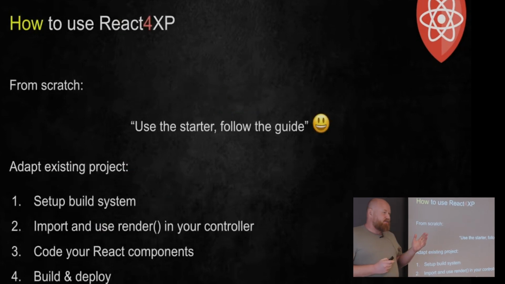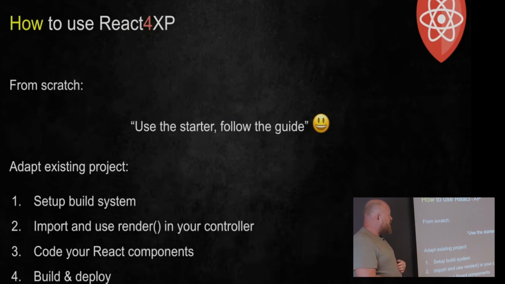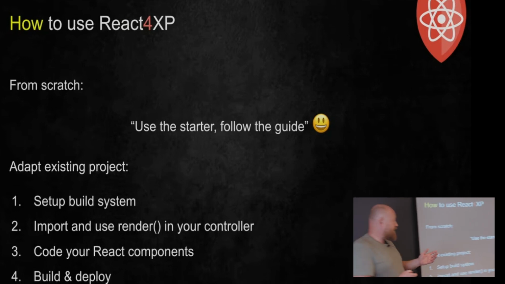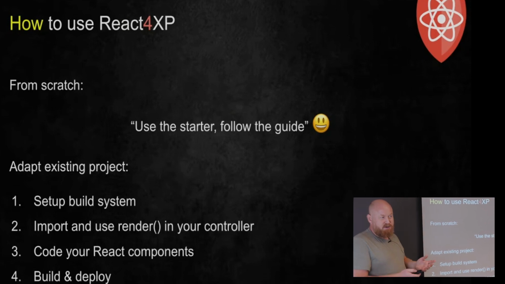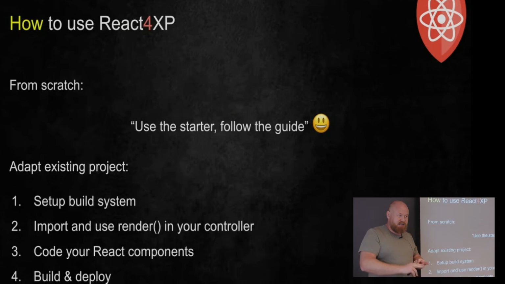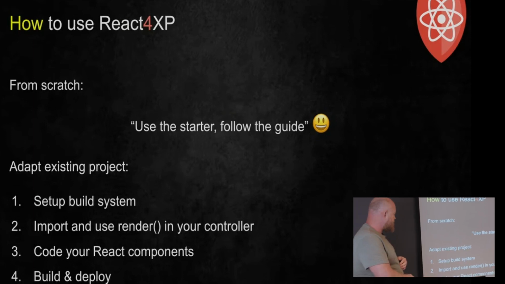So how do you use this? Well, if you're starting from scratch, you can simply use the starter. Everything, the libs and the npm packages, are just set up for you, and you can start programming right away. But if you want to adapt an existing project, basically what you have to do is compare with how the starter looks and set up the build system, import the Java library, set up Gradle tasks. So a lot of small things you have to do. Then you have to import and use the render function in your controllers, code React components, and the normal build and deploy.